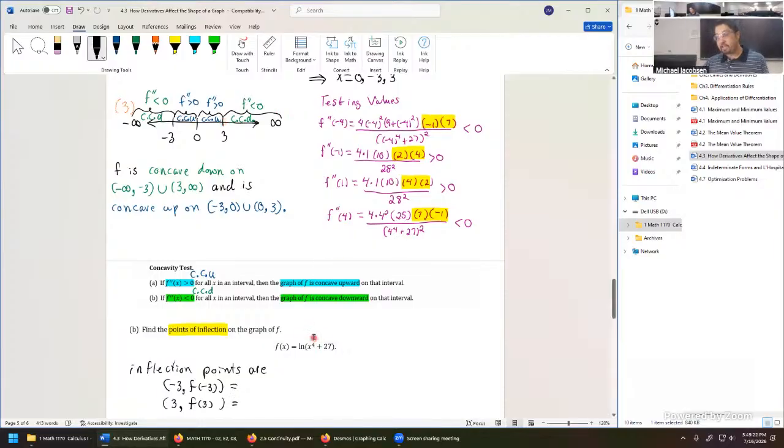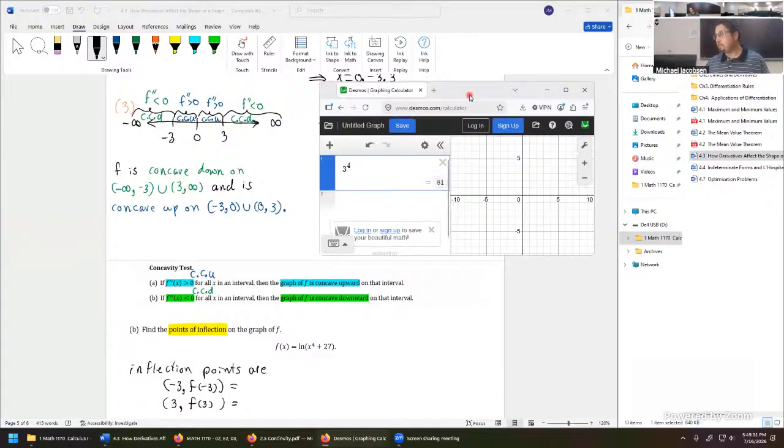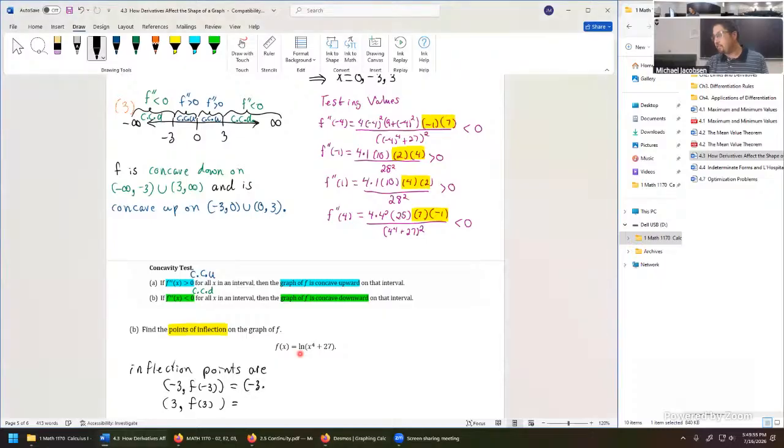So if we do f at 3, we're plugging 3 in here for the value of x, raising it to power 4, adding 27. That sounds like a calculator job. 3 to the power 4 plus 27 becomes 108 altogether. And same thing with negative 3 to the power 4. It's the same value, either positive or negative. We get 108 for the inner part. So the whole thing becomes natural log 108. So the inflection points are at coordinates negative 3, natural log 108, and positive 3, natural log 108.